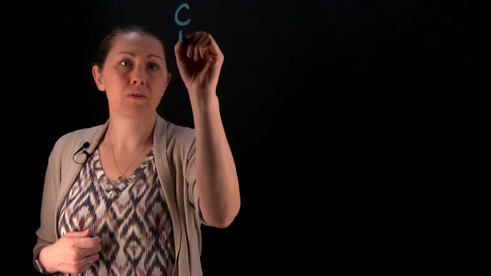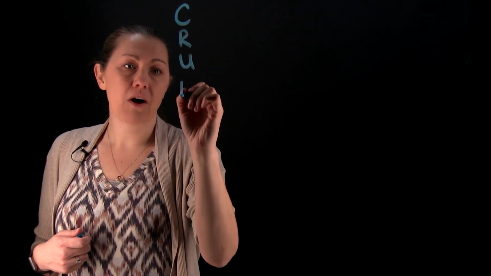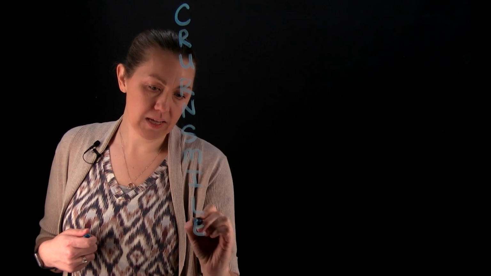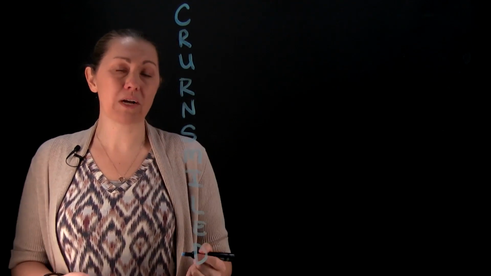The mnemonic I always use is CRU, so C-R-U. She's an R-N, and maybe she was really mean, so it was a big deal. She smiled, so S-M-I-L-E-D. And that will get you each of your organ systems. So we'll go through each one at a time.